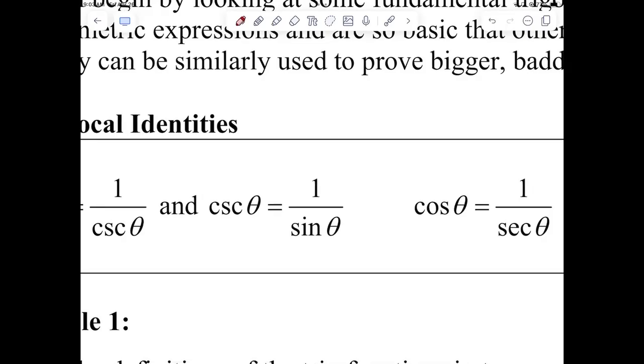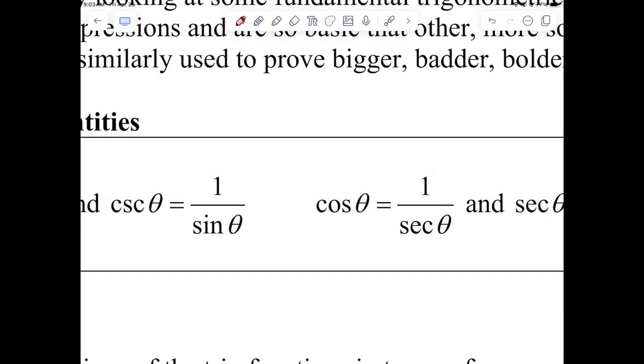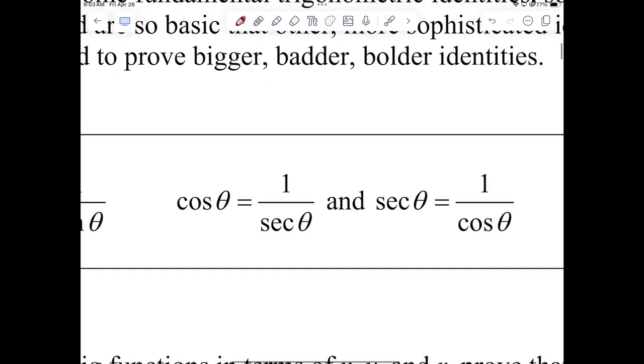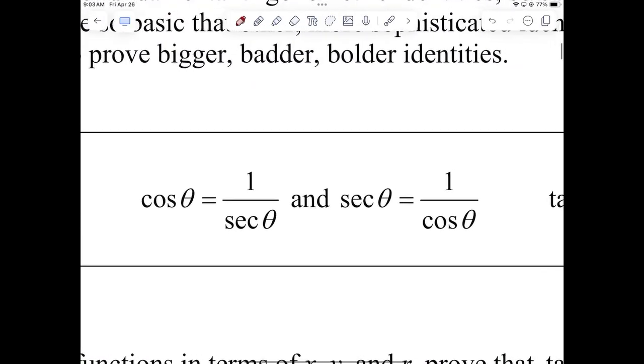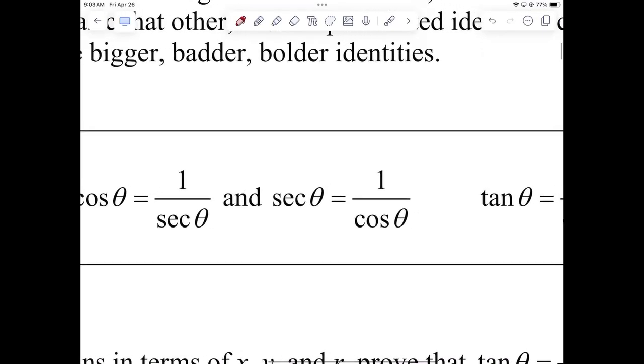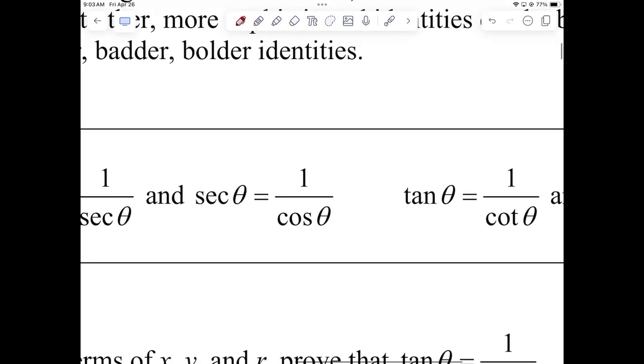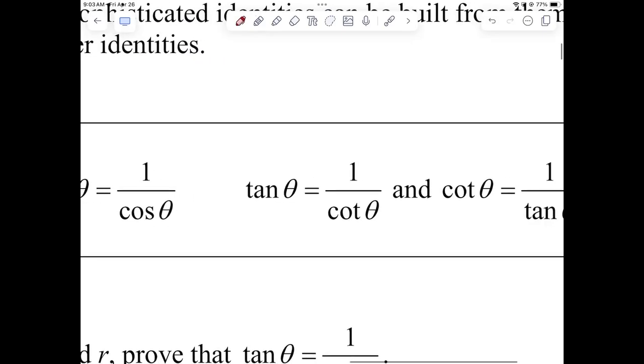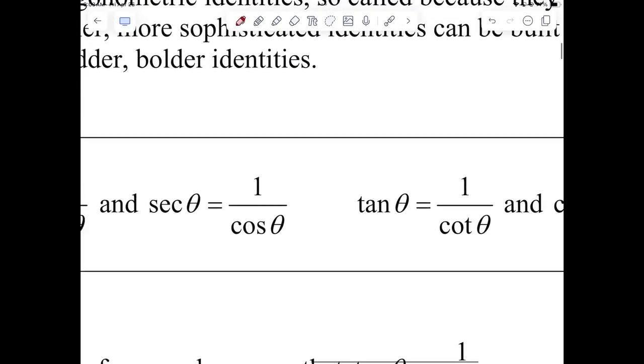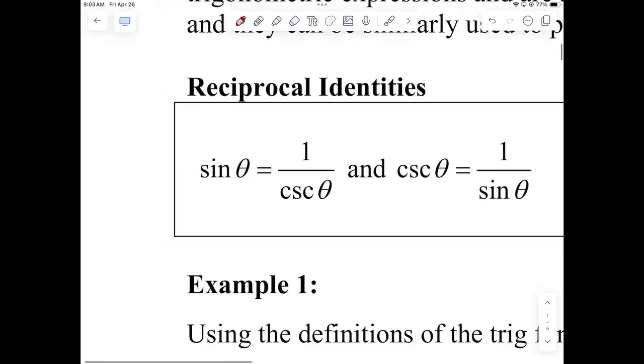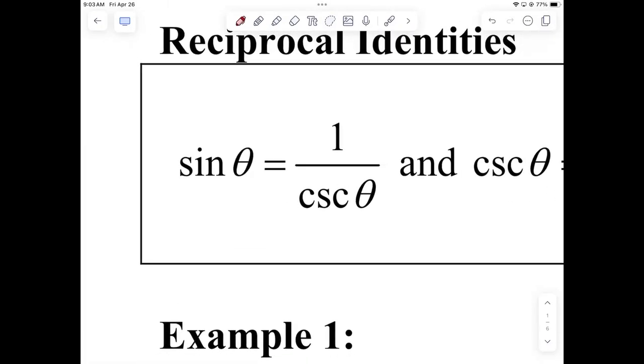Cosine's 1 over secant. So guess what secant is in terms of cosine? 1 over cosine. They are each other's reciprocals, okay? These are identities. You can replace one with the other. What's the reciprocal of tangent? Cotangent. So tangent's 1 over cotangent, and cotangent's 1 over tangent.